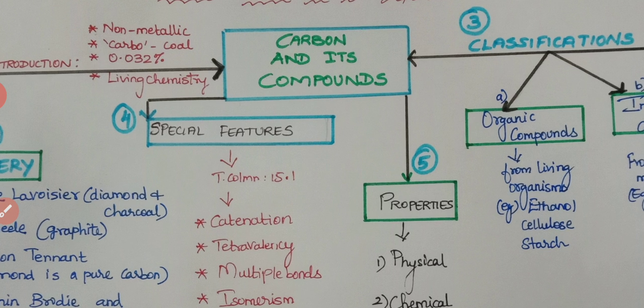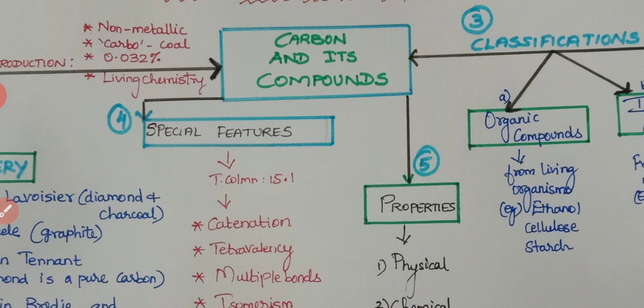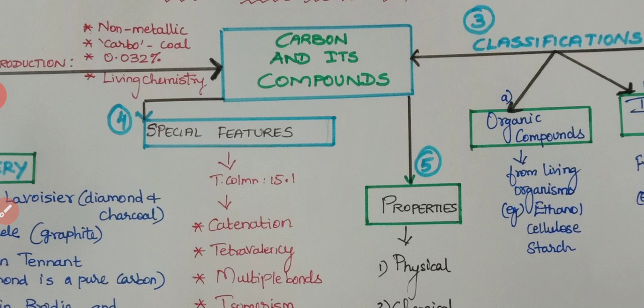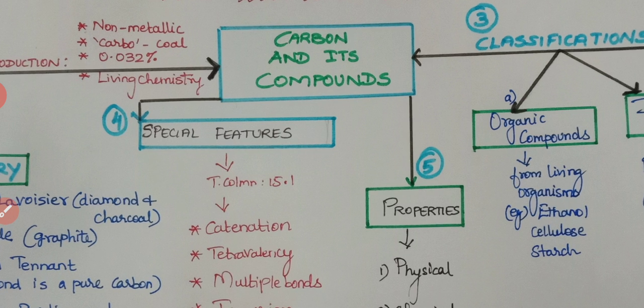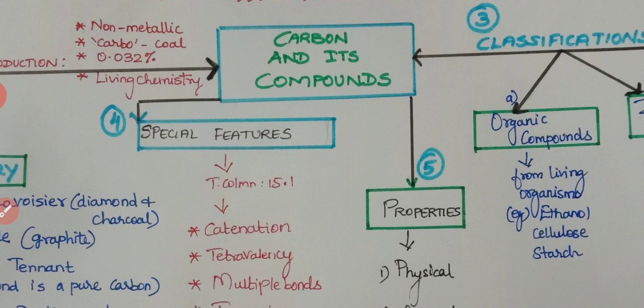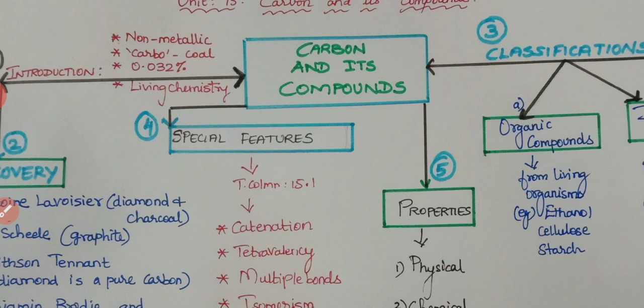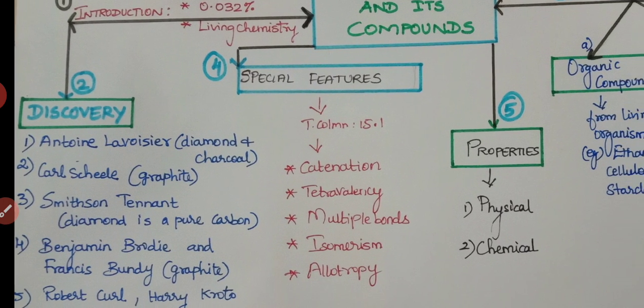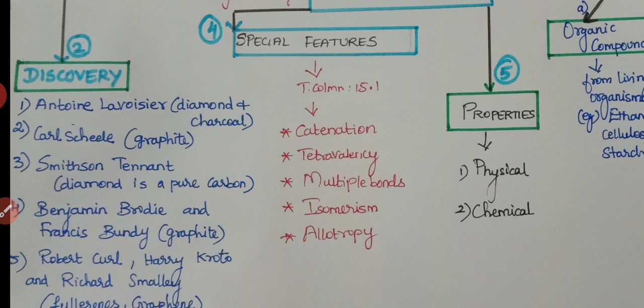So these are the points which you should know about carbon. Carbon is a non-metallic element. It is derived from the Latin word carbo, which means coal, by the scientist Antoine Lavoisier. In the Earth's crust, 0.03% of carbon is available, and carbon chemistry is also called living chemistry. And second, you are going to see the discovery of carbon. Who are all the scientists who discovered the compounds of carbon?